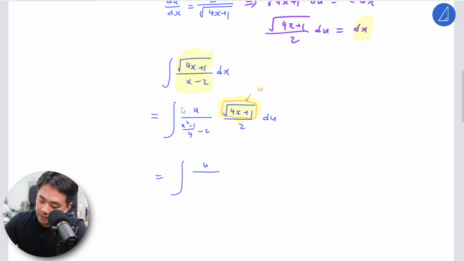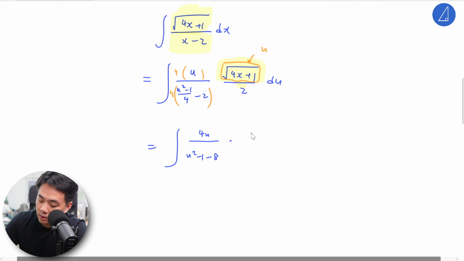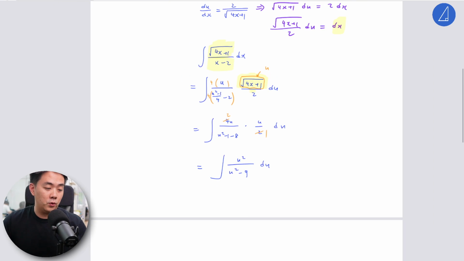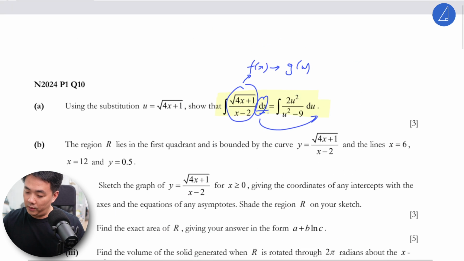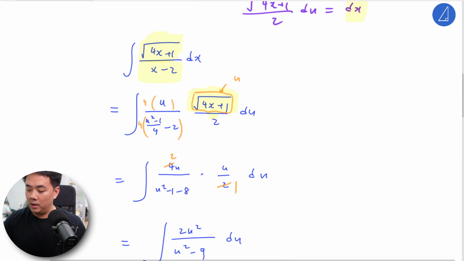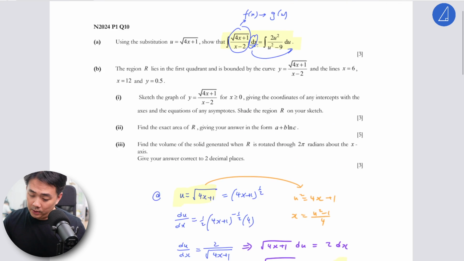Okay, similarly, I'm going to multiply by 4 here, multiply by 4 here. So that'll be 4u. Then it'll be u squared minus 1 minus 8. Multiply by 4. Then this would be my u over 2 du. So just simplify them, this is 2, 1, 2. Let's write it down. This will be u squared over u squared minus 9 du. Is that what they asked us to show? Oh, there's a 2 there. Thankfully, it's shown in the question. So that's it. Shown. Great.